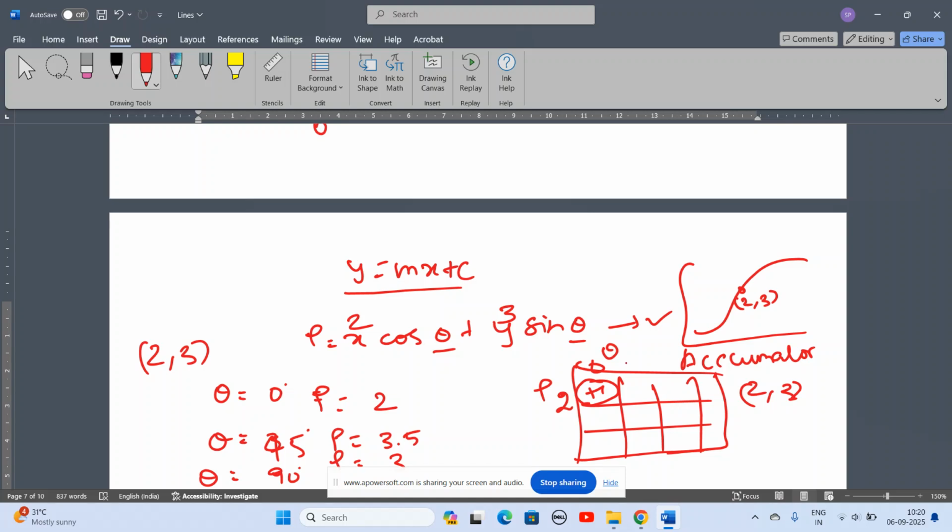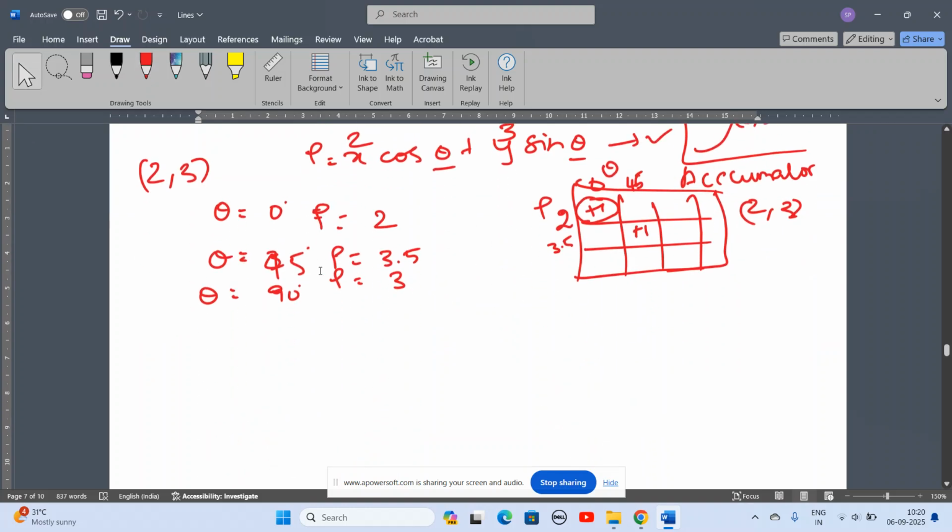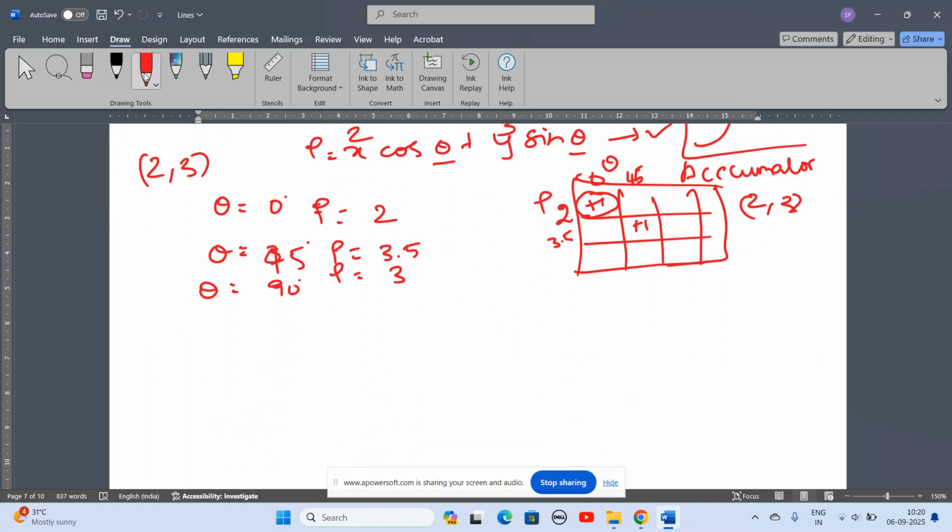I'm getting 1 vote. And for the theta value 45 degrees and the rho value 3.5, I'm getting another 1 vote. Similarly, for every theta and rho, we are getting a value which is available only once, so I'm making it 1. Now if you take one more point, for another edge point 4 comma 6, assume another edge point. Here we have multiple edge points. So if 4 comma 6 is taken, I'm going to take the same formula: 4 into cos 0 plus 6 into sin 0 will provide some rho value.